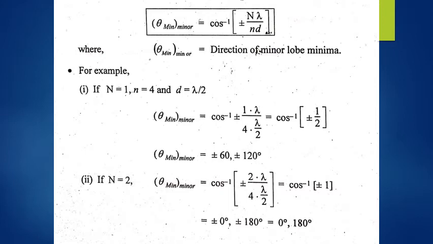Then again for n equal to 2, when you substitute, we get the θ minimum for the minor lobes as ±0 and ±180 degrees, that is 0 and 180 degrees.